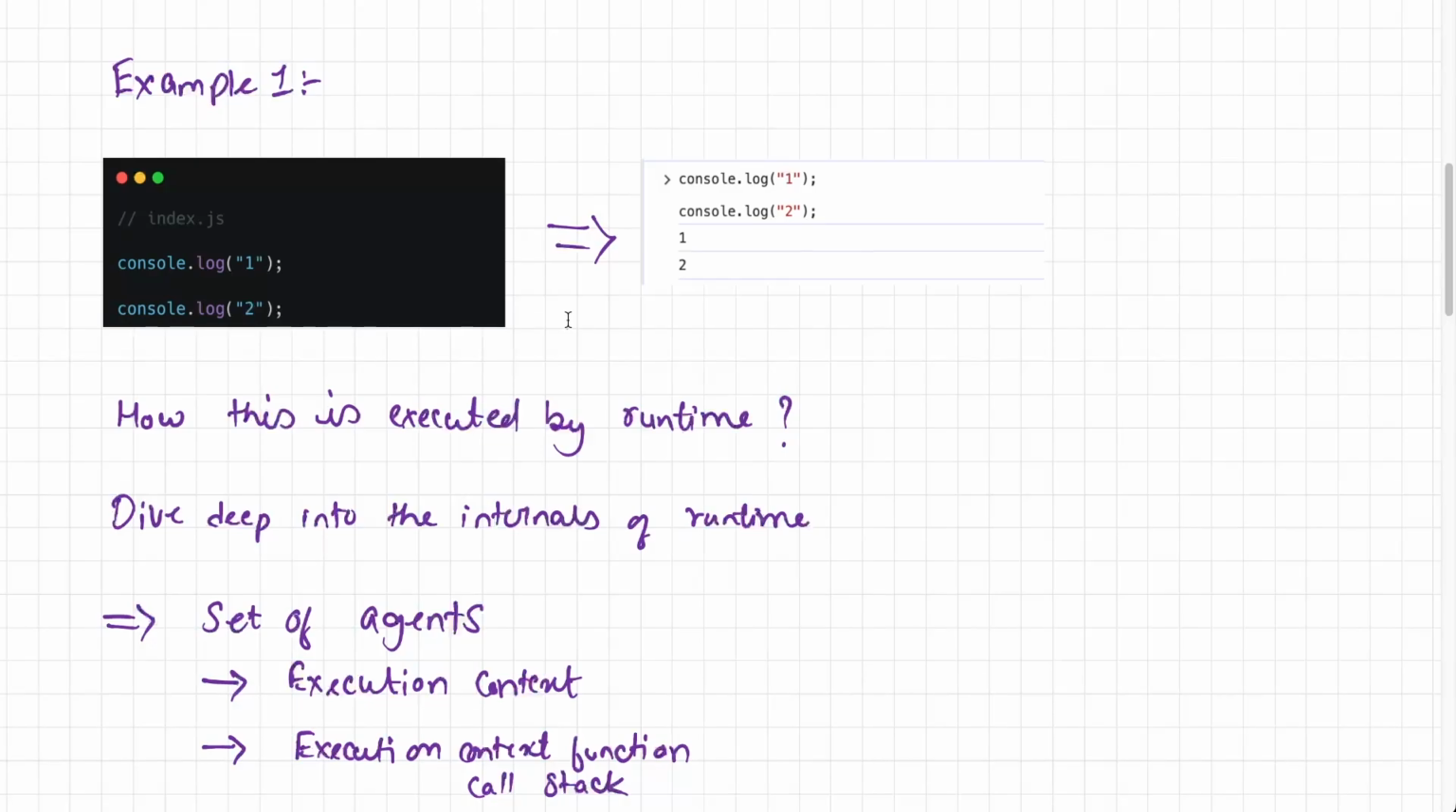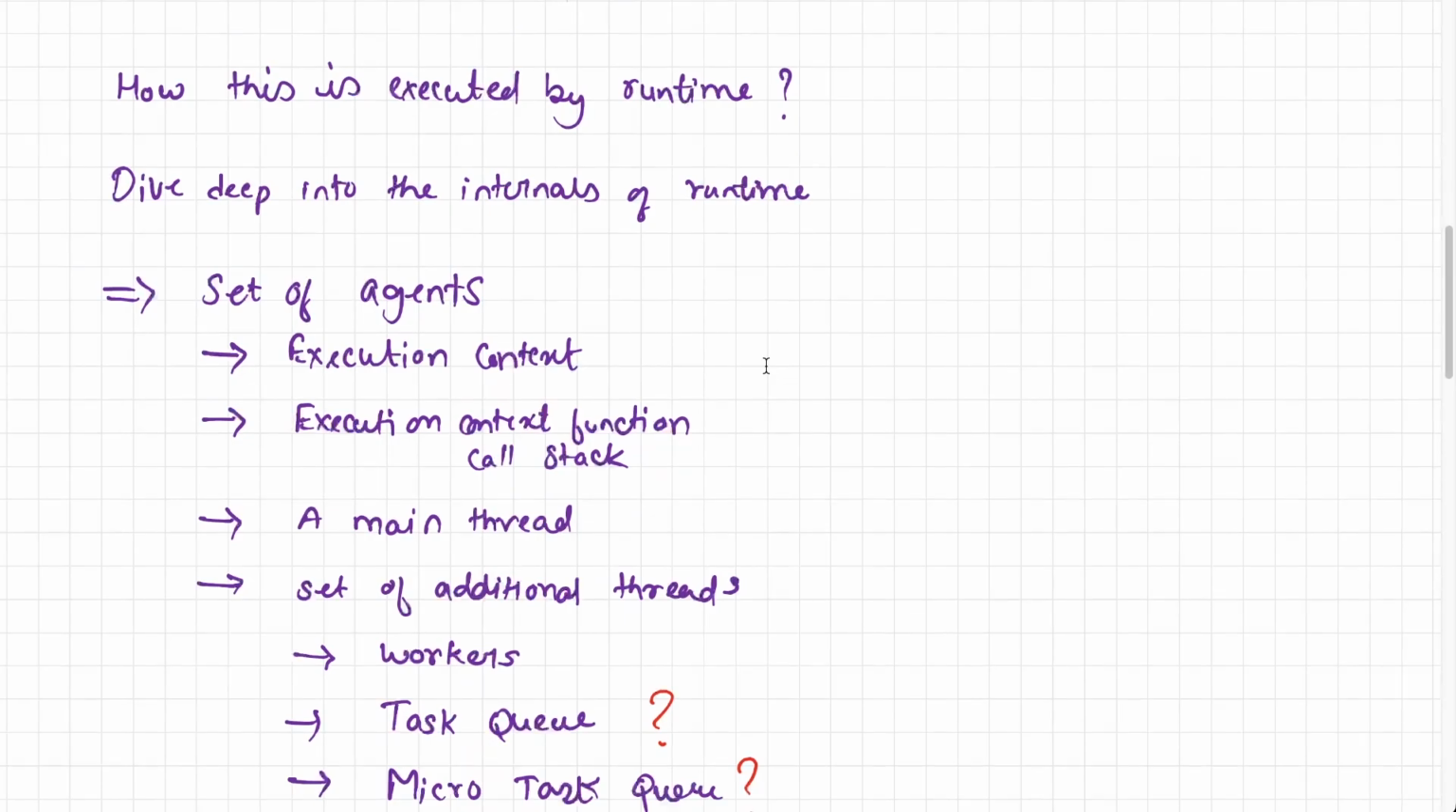But have you ever thought about how the script is executed internally in the JavaScript runtime? If not, then don't worry my friend, I am here to tell you exactly how this script is executed inside the JavaScript runtime. So let's get started. JavaScript runtime internally maintains a set of agents, and these agents are responsible for executing the script.